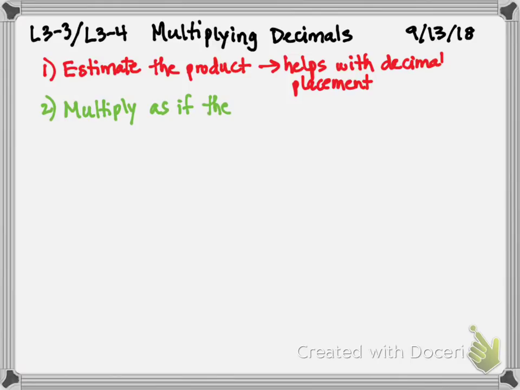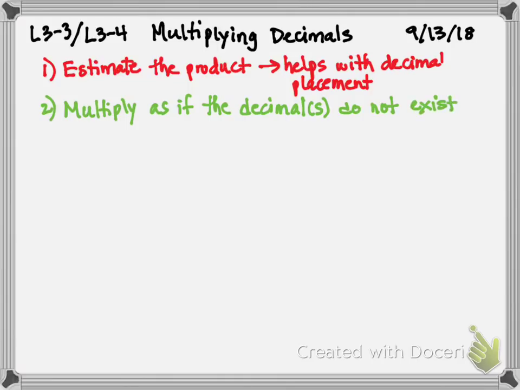And the reason why I say decimal or decimals, because there could be just one decimal in one number, or both numbers could have decimals. I'm going to use this parentheses and then the S. That means singular, or it could be plural. So multiply as if the decimal or decimals do not exist.